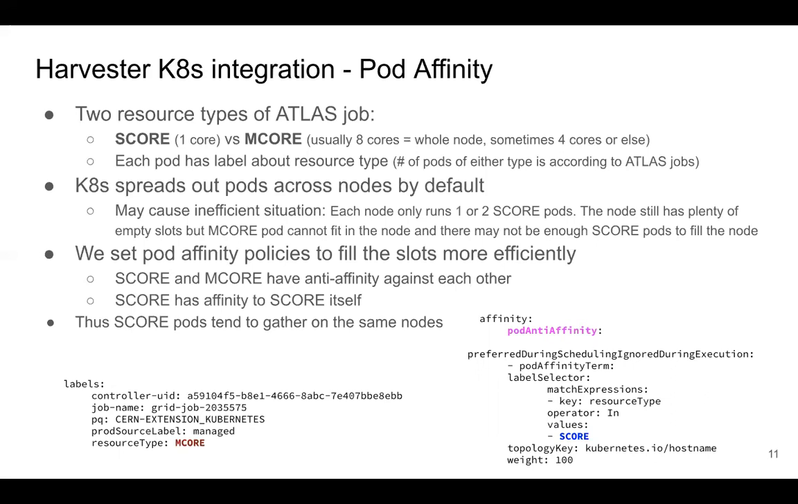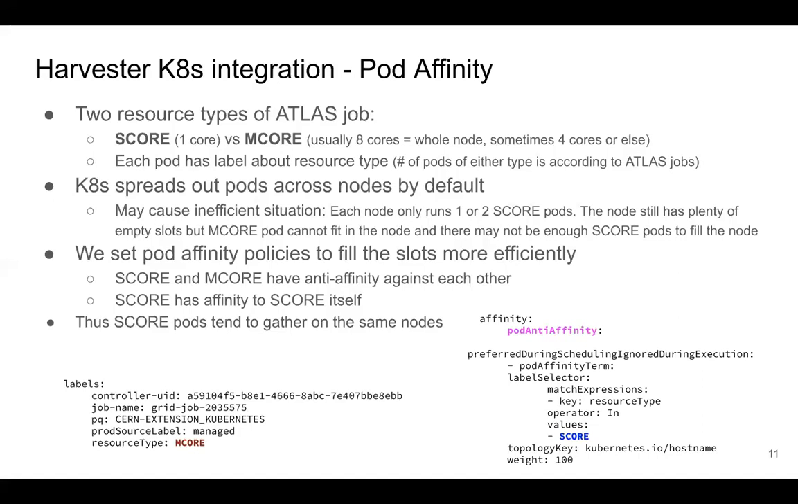It's usually 8 cores. That means the job requires the whole node. And sometimes it's 4 cores or something else. And in each pod, we have a label about the resource type. So the problem we had was that by default, Kubernetes spreads out pods across the nodes. So it may cause some inefficient situations. For example, each node only runs 1 or 2 single core pods. The node still has plenty of empty slots, but the multi-core pod cannot fill the node. And there may not be enough single core pods to fill the node either.